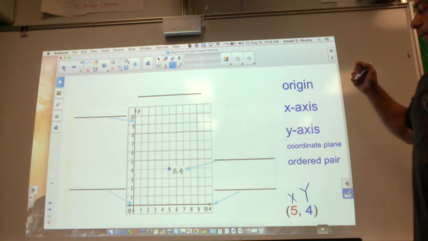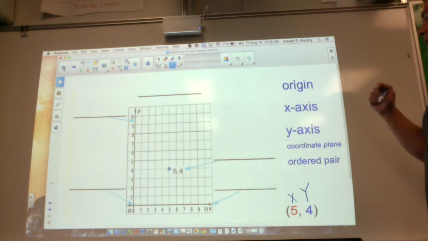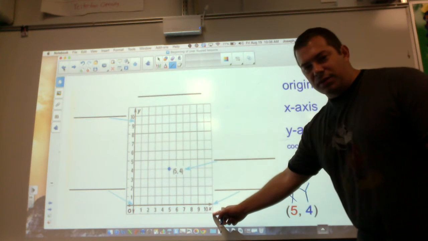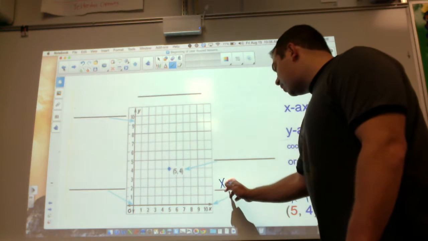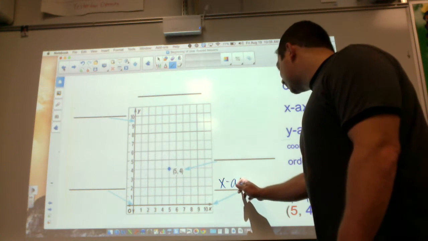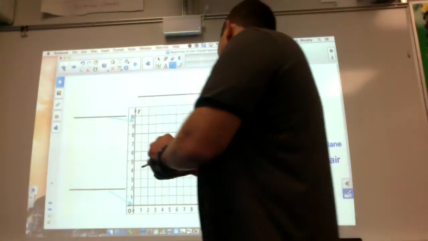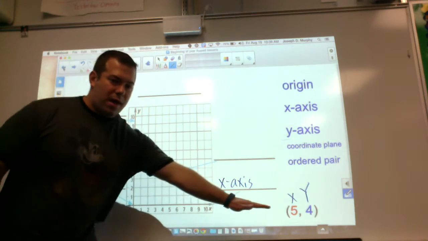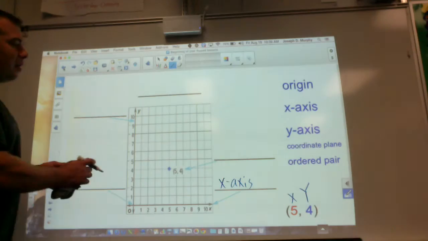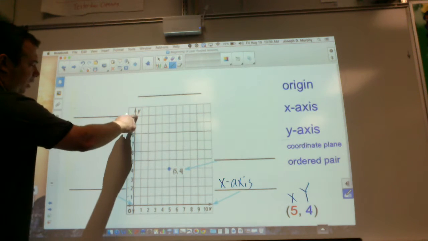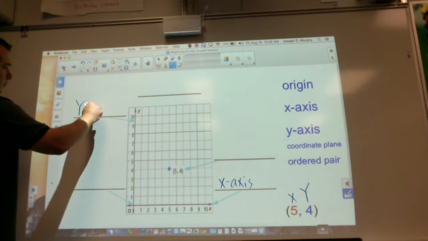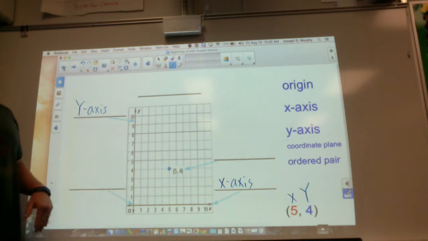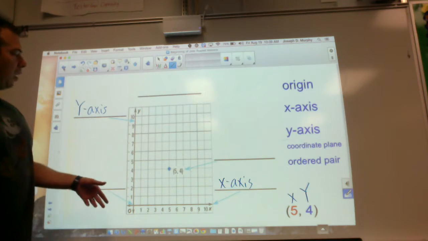Okay, so jumping in, we need to know what is the x axis and what is the y axis. Well, it even points to right here, there's always an x at the bottom. This is our x axis. The x axis is going horizontal, side to side. Y axis, you can see the y up there. Y axis is going vertically. So the x comes first, y comes second.